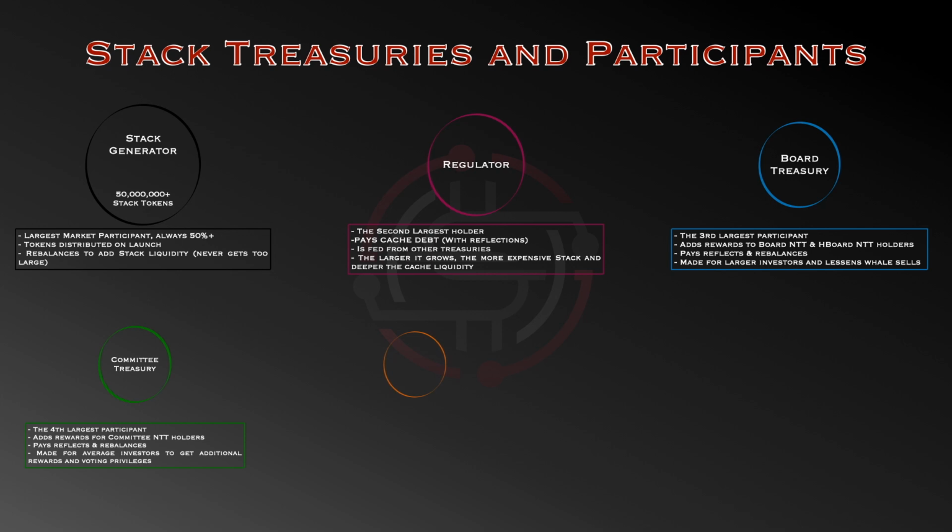The next protocol treasury is the Stack Cash treasury. The Stack Cash treasury will always be the fifth largest participant in the Stack token. One of its key functions is to add Stack liquidity. It also rewards all treasuries, the regulator, the board treasury, and the committee treasury, making sure those treasuries are always growing. And one of its most important functions is to build the cash vault, which is made to reinforce the regulator and pay cash debt.